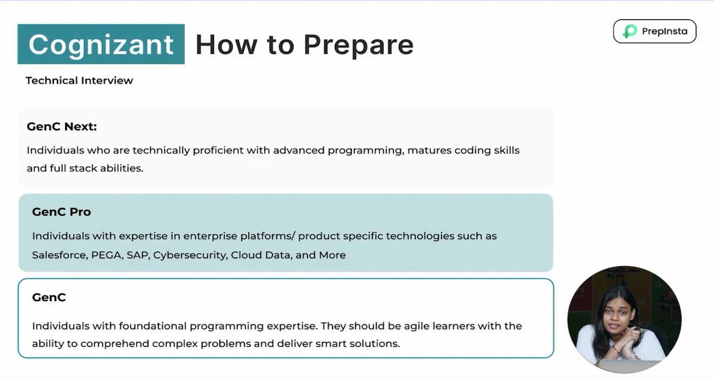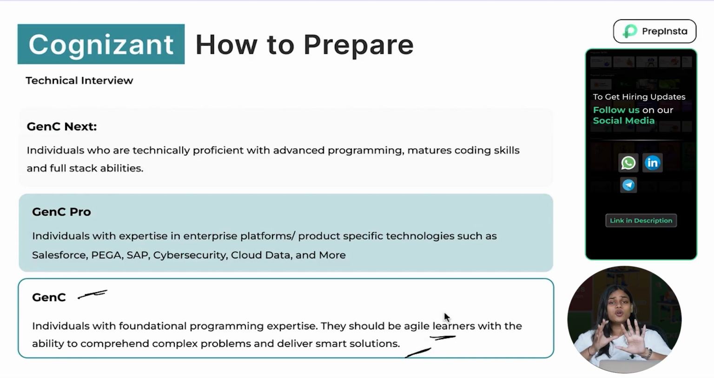Next, once you clear the aptitude assessment, the technical assessment, and the communication assessment, you move towards the technical interview. Why technical interview? Because you're going to get mostly technical questions. Maybe here and there some HR questions might be asked, but mostly you have technical questions. Now, what are they expecting from the students? Let's quickly take a look at it. Individuals for the Gen Z role, individuals with foundational programming expertise, they should be agile learners with the ability to comprehend complex problems and deliver smart solutions.